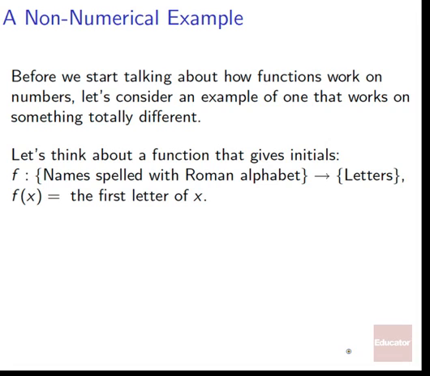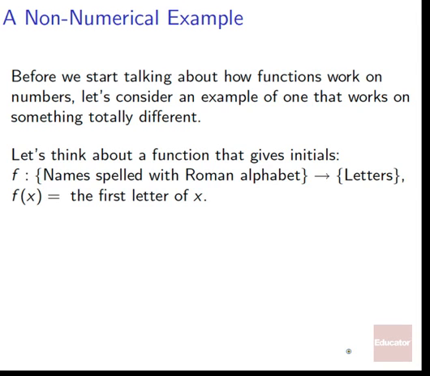Let's look at a non-numerical example. Before we start talking about how functions work on numbers, let's consider an example of one that works on something totally not about numbers. Let's think about a function that gives initials. So we'll define f as going from names spelled with the Roman alphabet, names like Vincent or John, not things that are spelled with characters that we can't express in the Roman alphabet. And it's going to go to letters from the Roman alphabet. So f of x equals the first letter of x. F of x is going to be the first letter of x.